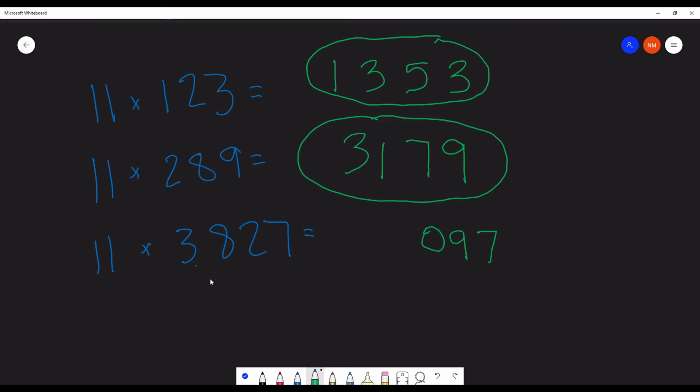Then we do 3 plus 8, which is 11. Add the carried 1, which is 12. Write down the 2, carry the 1 again. And finally we have a 3. So then we would add a 3 to the carried 1, and that would be 4. So 11 times 3,827 is 42,097.